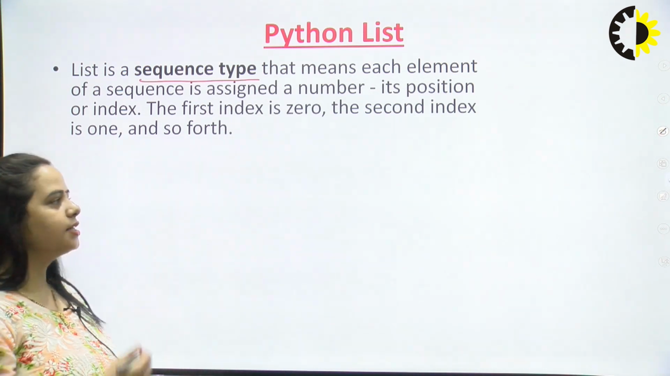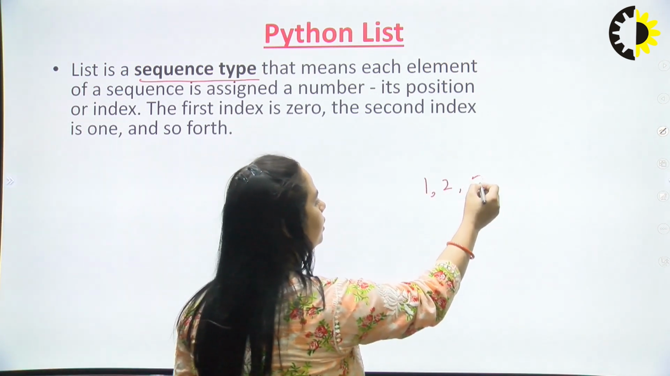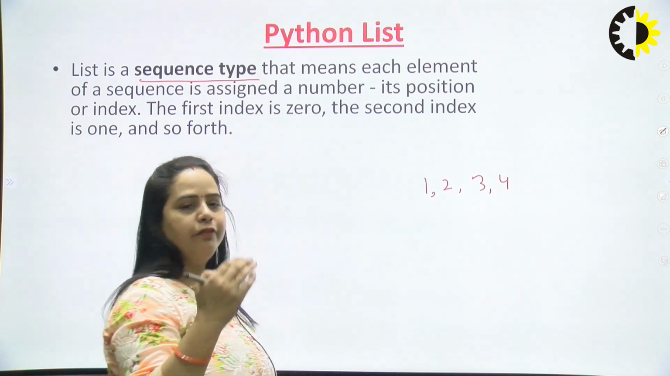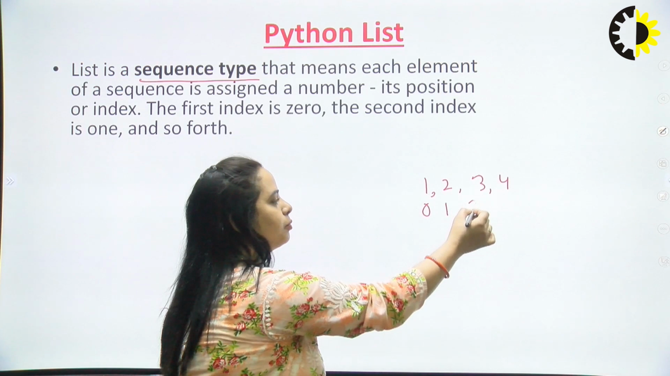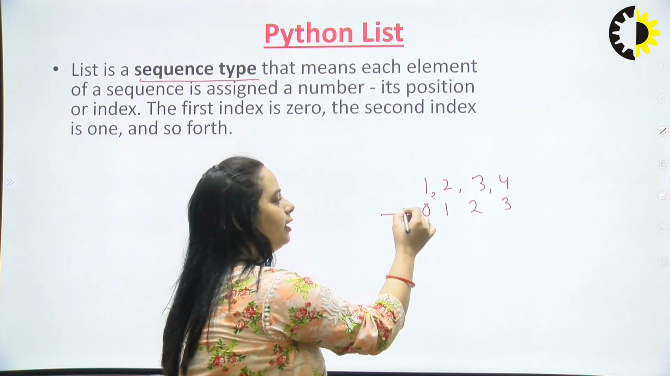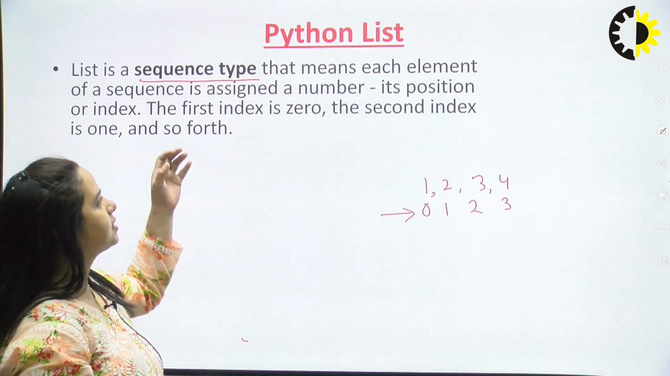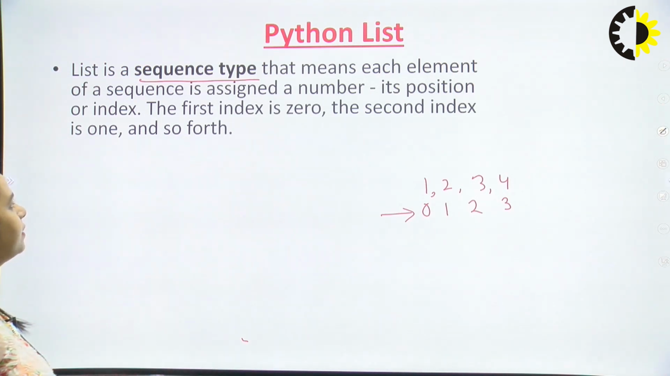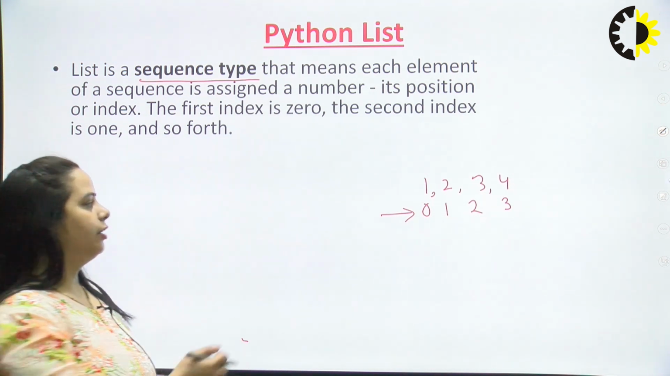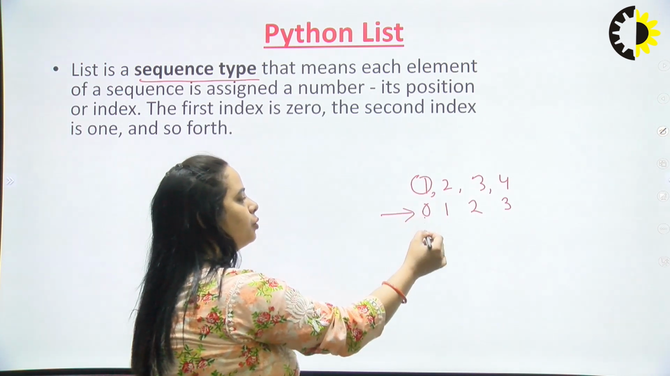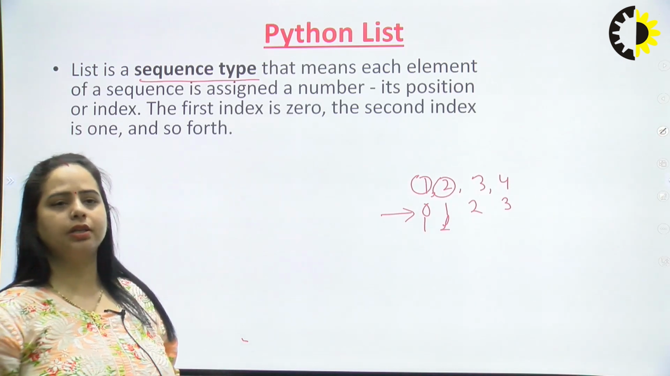The meaning of sequence is one by one. That means if we have 4 values, 1, 2, 3 and 4, and we can assign positions to them, for example, 0th position, 1st position, 2nd position and 3rd position, then we can say that these values are of sequence type. So a list is a sequence type, meaning each element of a sequence is assigned a number that is its position, or index. The first position is indexed as 0, the second position as 1, as we use in an array.